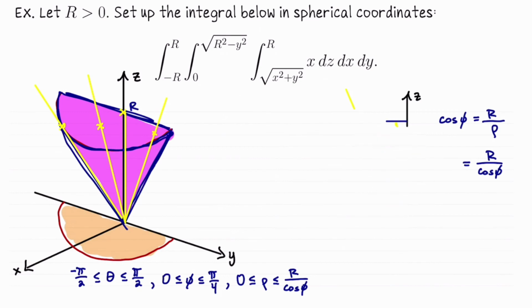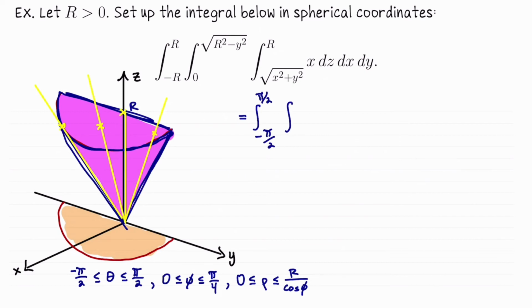Okay, so let's erase this side profile. We can now say that this triple integral is going to equal the integral from negative pi over 2 through pi over 2 for theta, and then I have to have rho before phi because rho depends on phi. So my middle bounds will be from 0 to pi over 4. That's for phi. And then for rho, it's going to be from 0 to r divided by cosine phi.